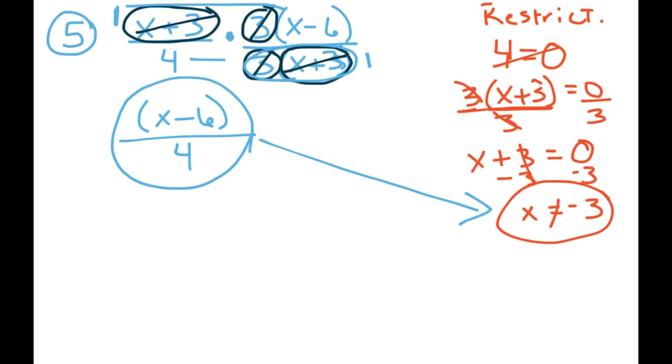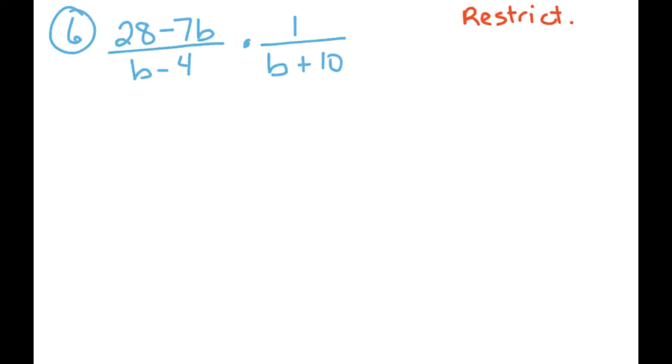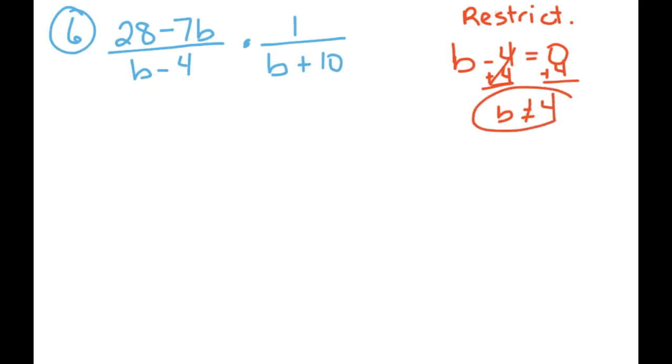We'll do one more. Okay, here's my next example. 28 minus 7b over b minus 4 times 1 over b plus 10. I have two different denominators, so I need to set each one of them equal to 0 and solve for the variable. I need to add 4 here to get the b by itself. So b equals positive 4. That's my first restriction.